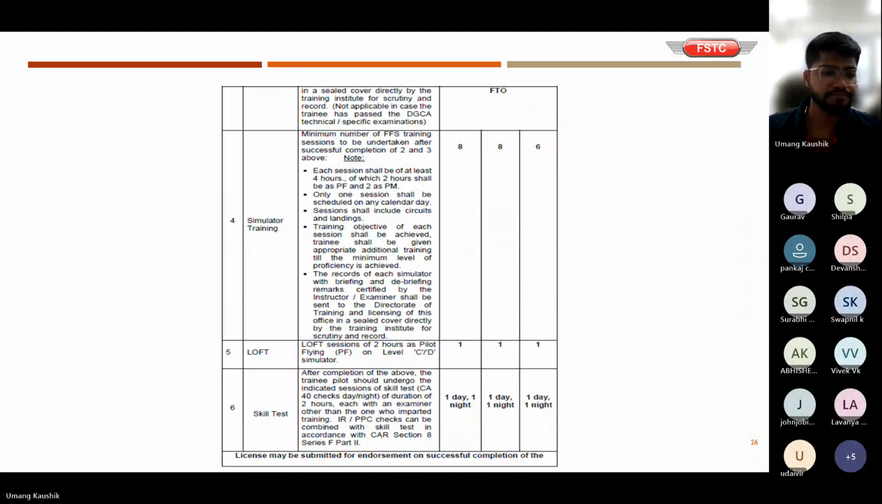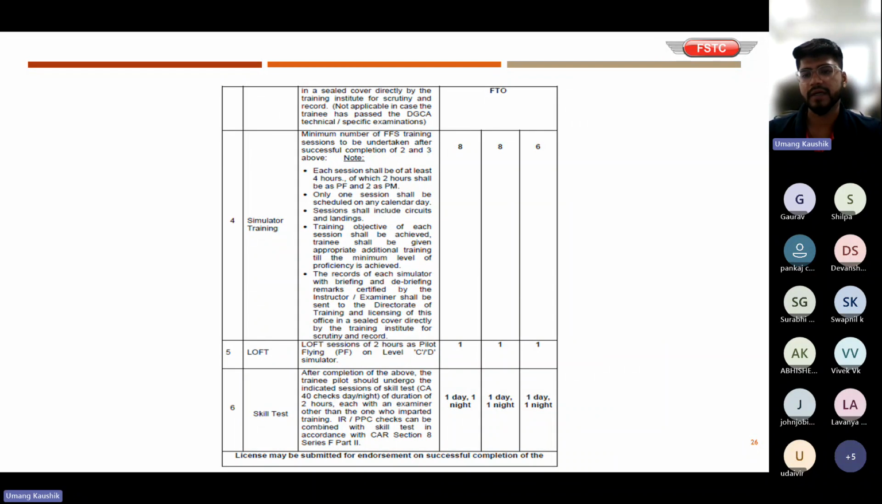Moving on, simulator training. The minimum number of FFS, full flight simulator, sessions to be undertaken after successful completion of 2 and 3 above.